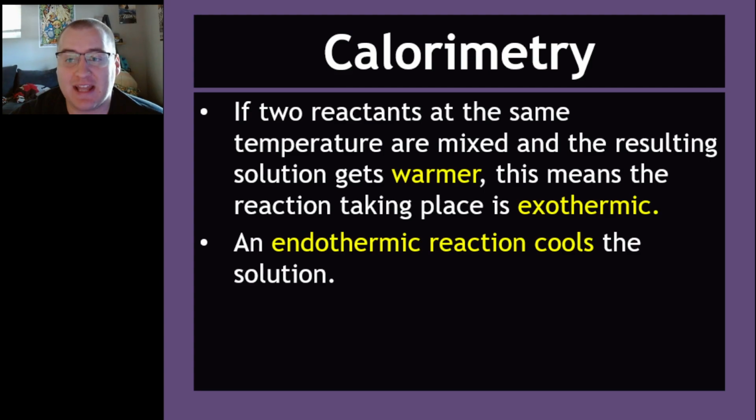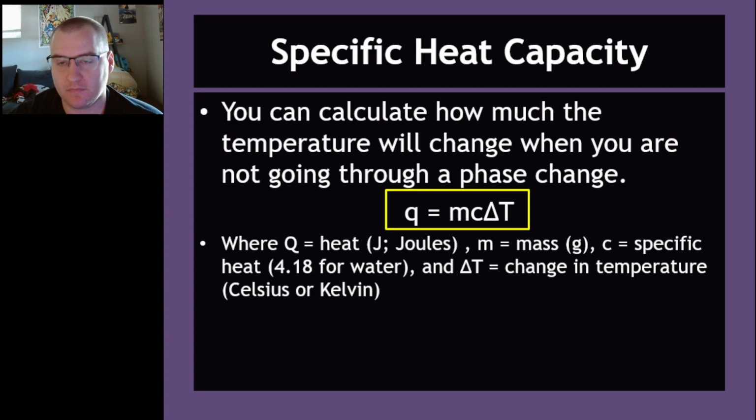If 2 reactants at the same temperature are mixed and the resulting solution gets warmer, that means the reaction is exothermic. So if I mix 2 substances together, an acid and a base or something, and it makes the temperature of the solution increase, it's exothermic. Exothermic releases heat into the surroundings. It warms things up. Endothermic is the opposite. They cool off the solution. Okay. That's kind of a side thing. I think I was in the wrong order.